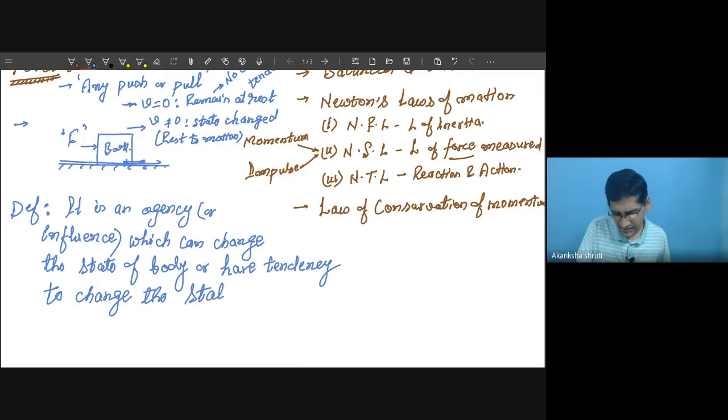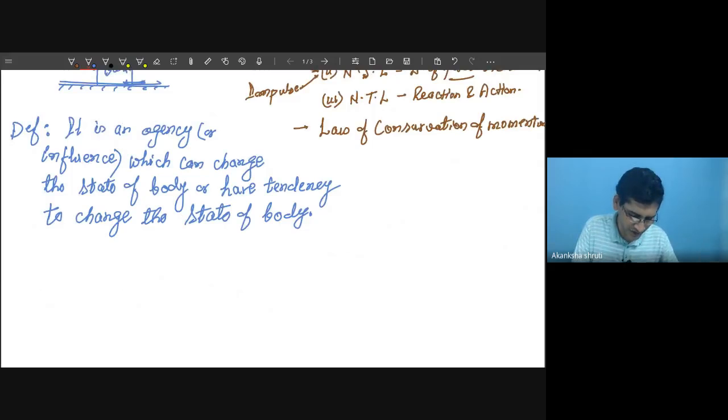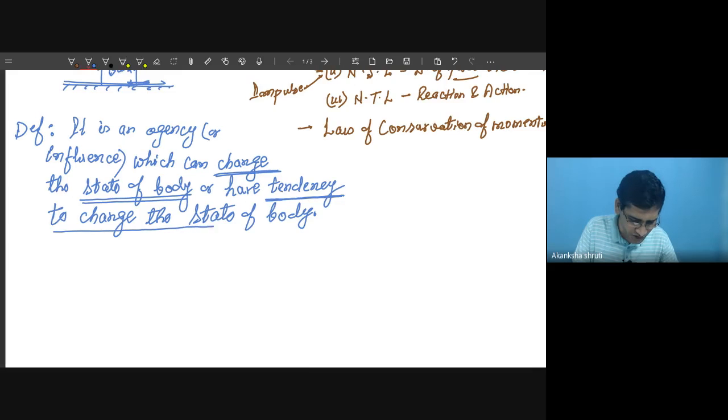A state of body. Students, here two important terms are there. Either the state of the body has changed, or the body has not changed its state, but it has just the tendency, meaning it is trying to change the state.